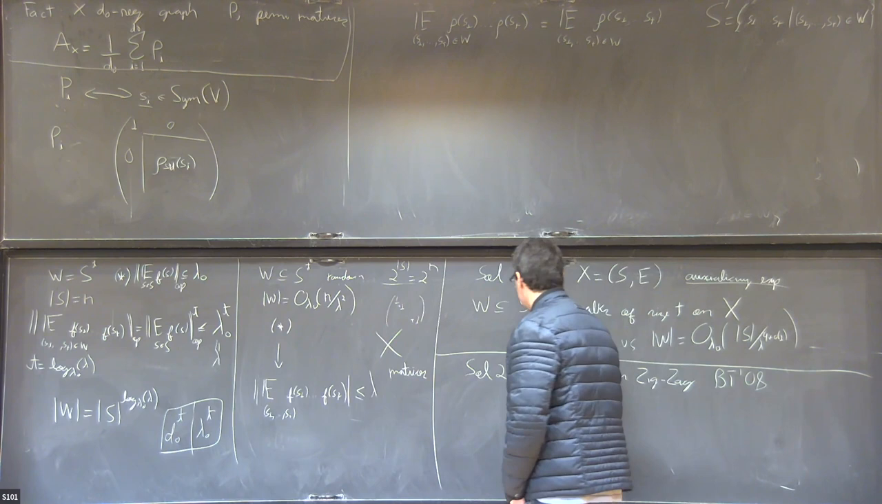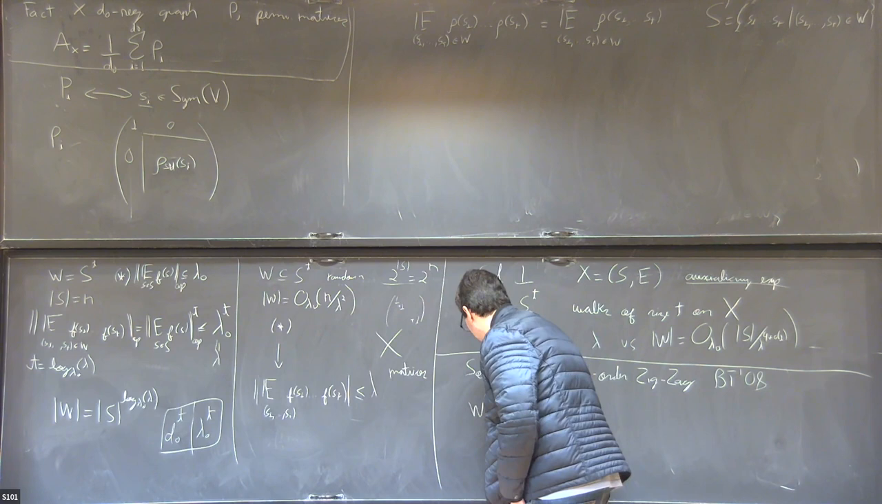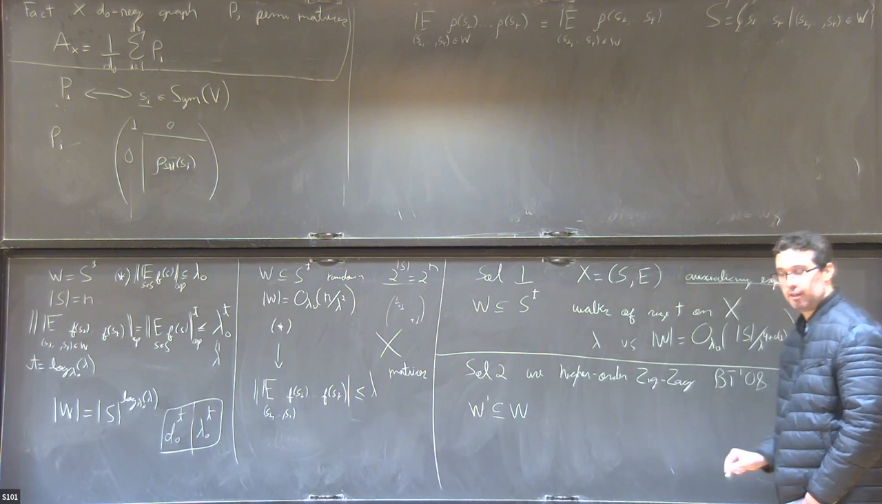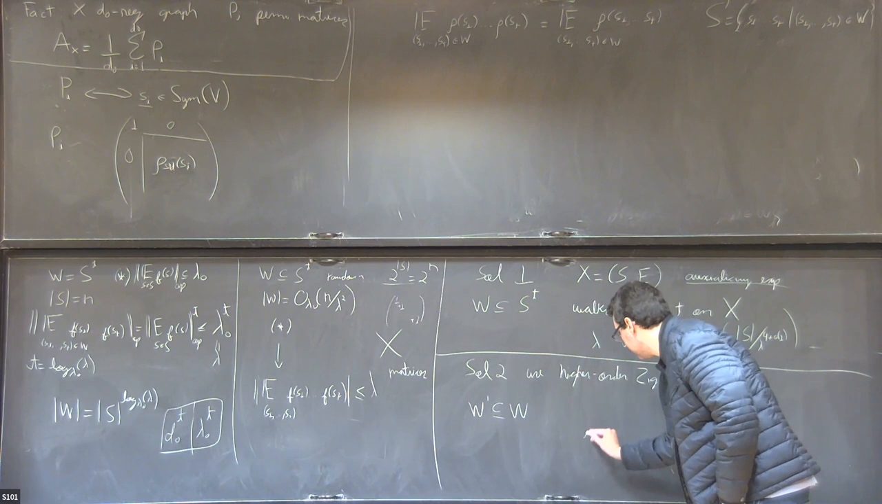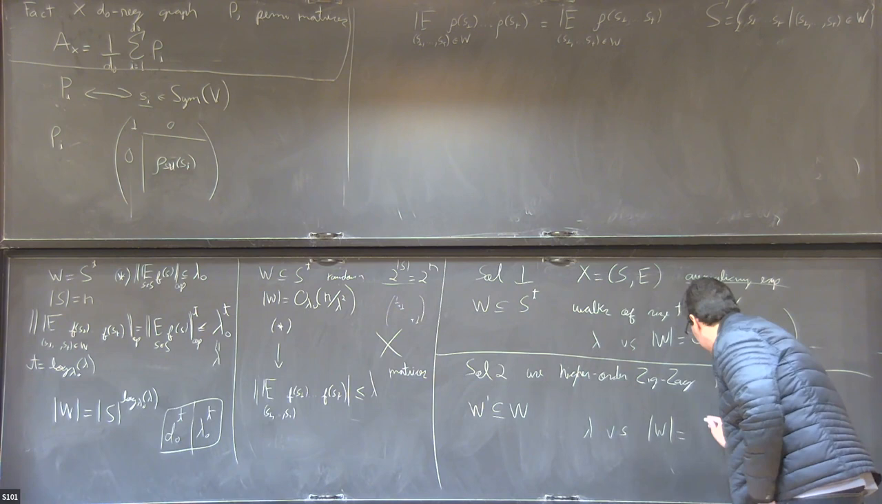So now the final W is going to be some sort of W double prime, which is going to be a sub collection of walks in the randomizer, some high order version of zigzag. And then now the parameters are good. You achieve lambda with about the correct size. So this is what Ta-Shma did in the scalar case. And we are going to do the same, right?